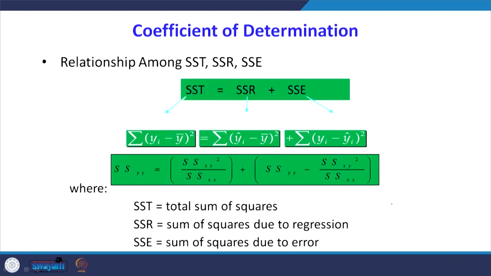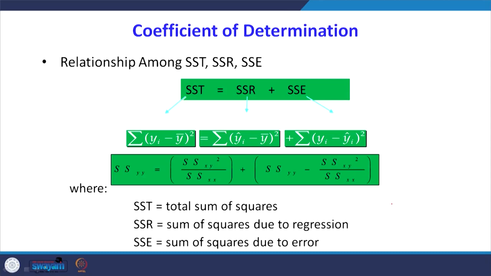We will see this one. See a relationship among SST, SSR and SSE. SST, the sum of (y minus y bar) whole square, equals SSR, the sum of (y hat minus y bar) whole square, plus SSE, the sum of (y minus y hat) whole square.